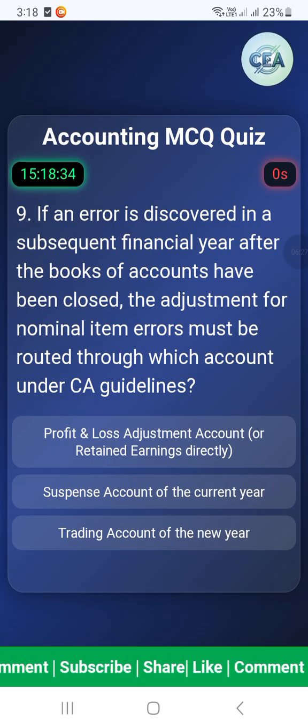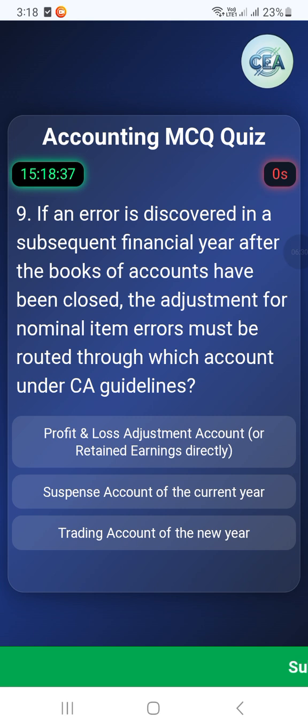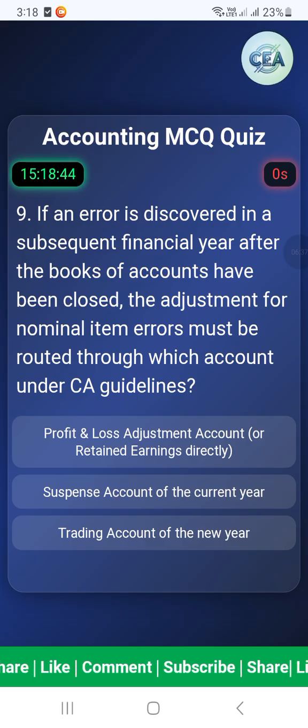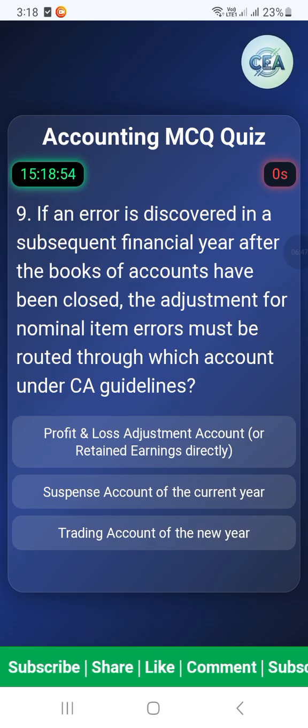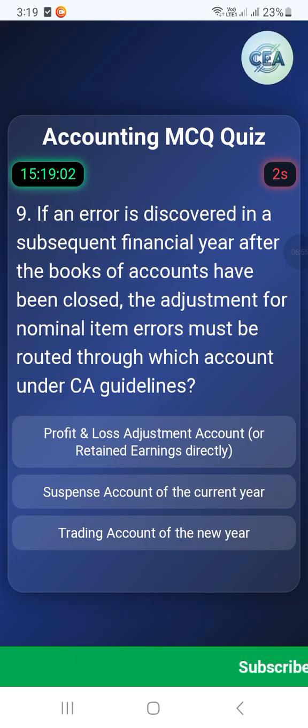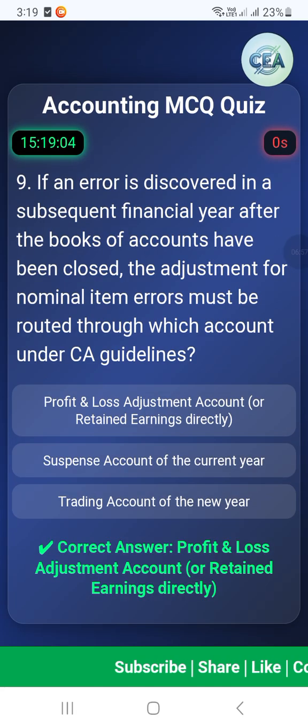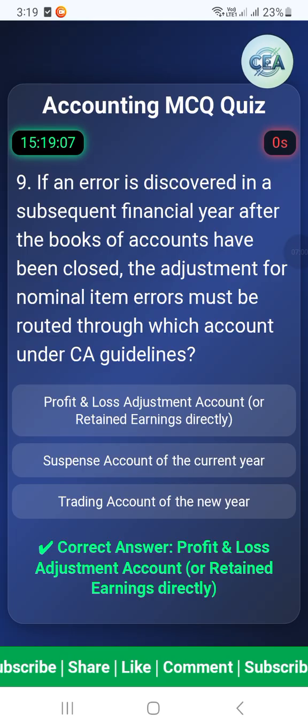9. If an error is discovered in a subsequent financial year after the books of accounts have been closed, the adjustment for nominal item errors must be routed through which account under CA guidelines? Option 1. Profit and loss adjustment account or retained earnings directly. Option 2. Suspense account of the current year. Option 3. Trading account of the new year. Correct answer is profit and loss adjustment account or retained earnings directly.